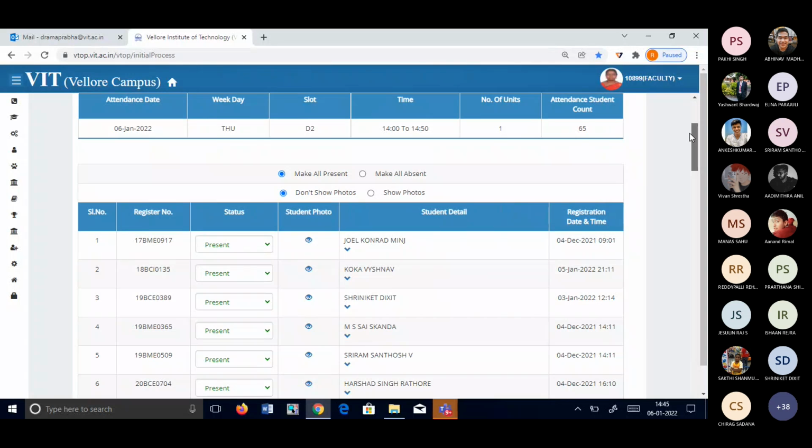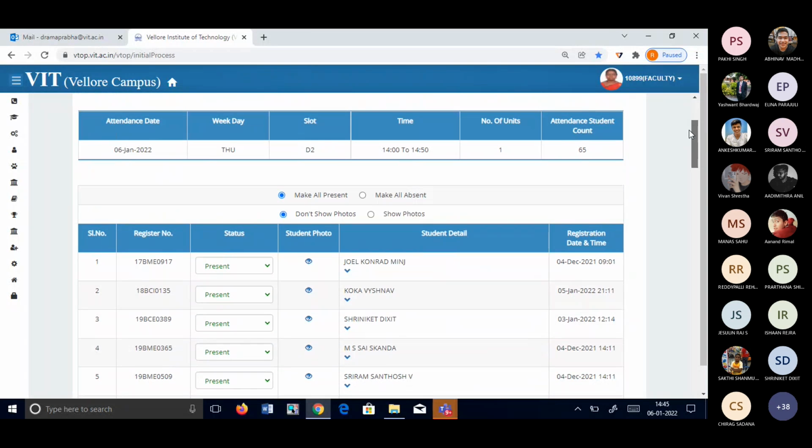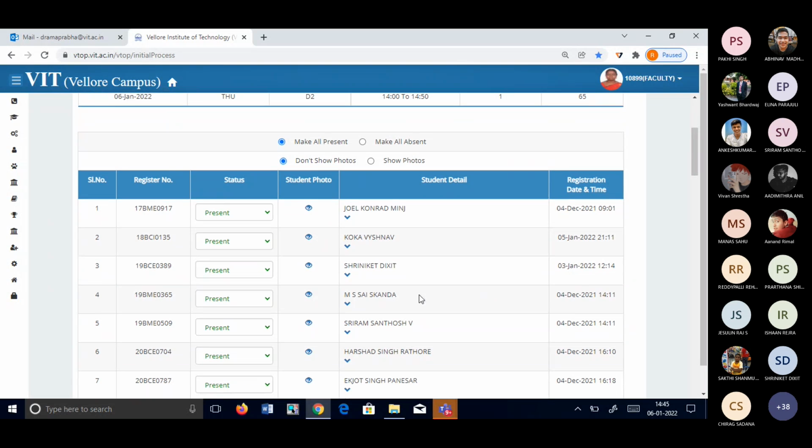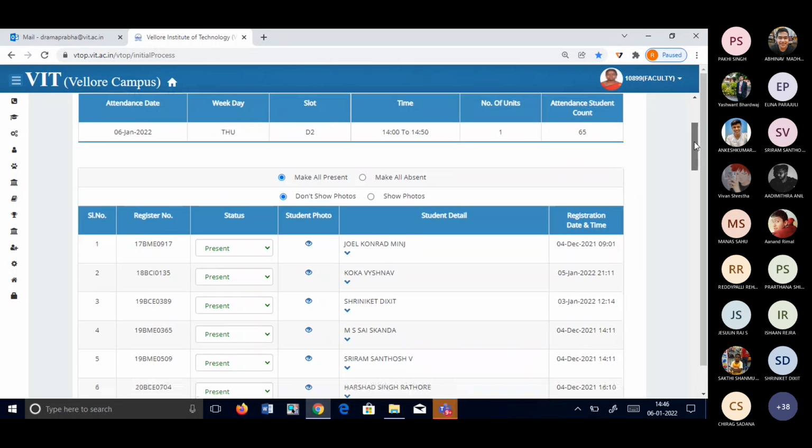Previously, it was only 64 students. Now it is 65. Who is the newer one? Is it Sriniket Dikshit? Yes, ma'am. Okay. Before add and drop, you were not there, huh? Yes, ma'am. Okay. Fine.